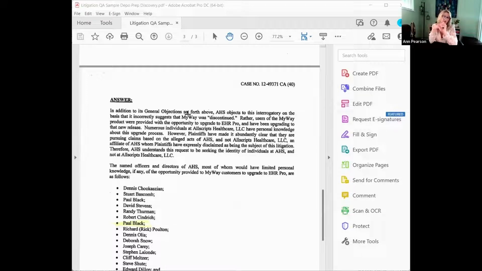So yes, it can be voluminous. When I say Depo Prep Notebooks, I've had Depo Prep Notebooks that consisted of 4 or 5 boxes of documents. And it just depends on how big the case is and how active that person is.